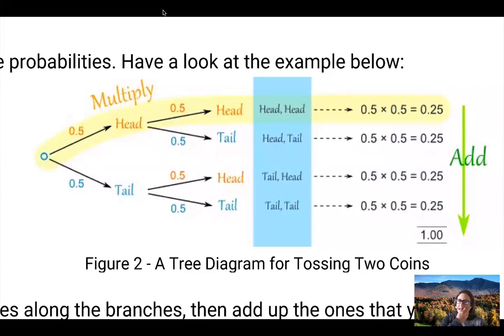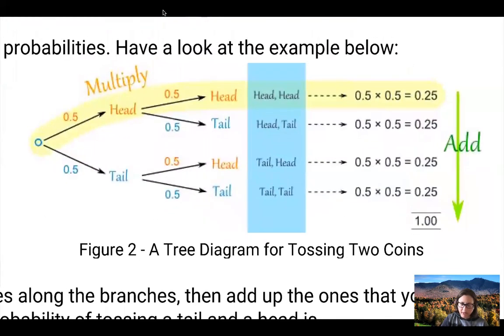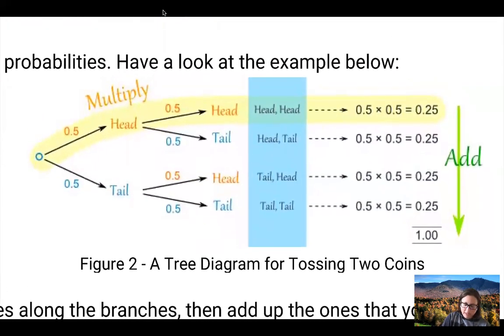The final step that a lot of people tend to forget to do is to get the probabilities of each of the branches. So in order to get the probability of flipping 2 coins and getting heads twice, I would take the probabilities along the branches and multiply them together to get the final probability here.